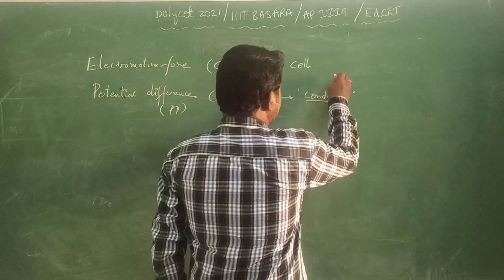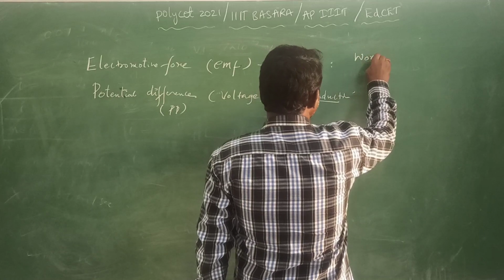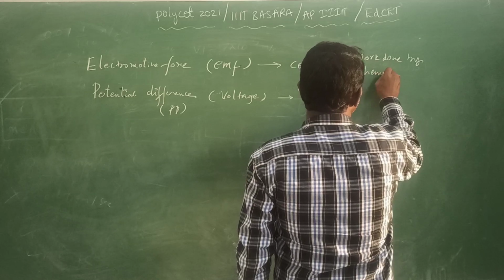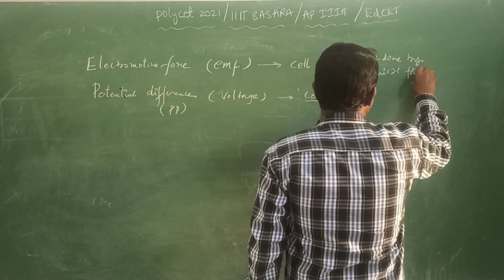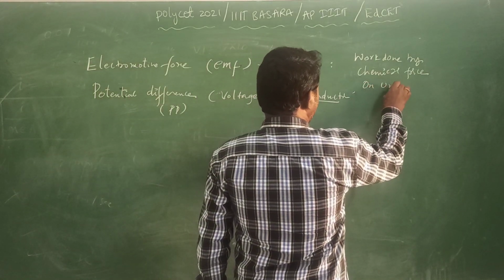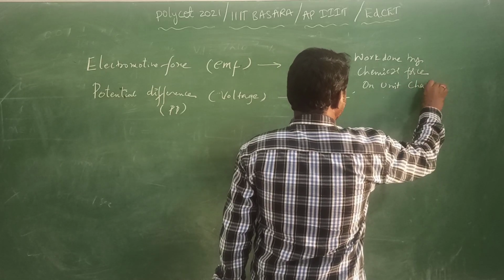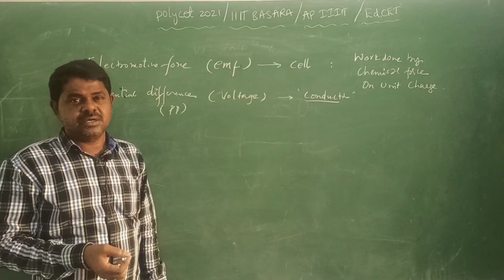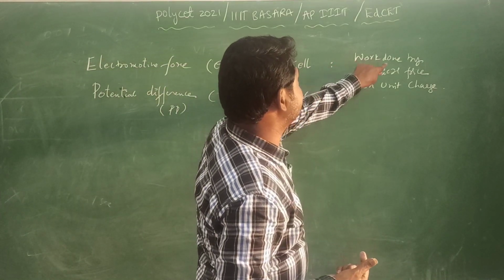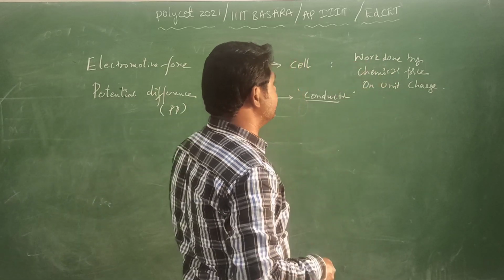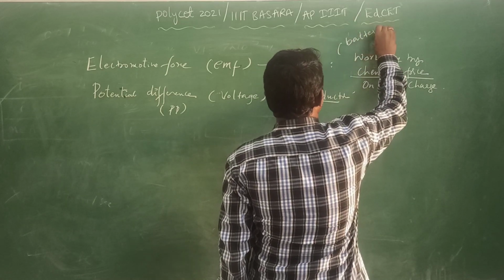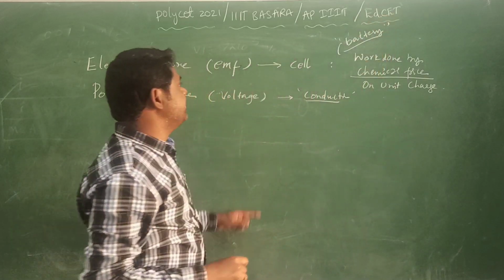Okay, the work done by whom? Work done by chemical force. So work done by chemical force on unit charge. On unit charge. Unit charge means 1 unit charge, okay, 1 unit charge means 1 coulomb. So on 1 unit charge, work done by whom? Work done by the chemical force. So work done by the chemical force means what? Battery is going to do the work, battery or cell. So EMF is a term related to the battery.